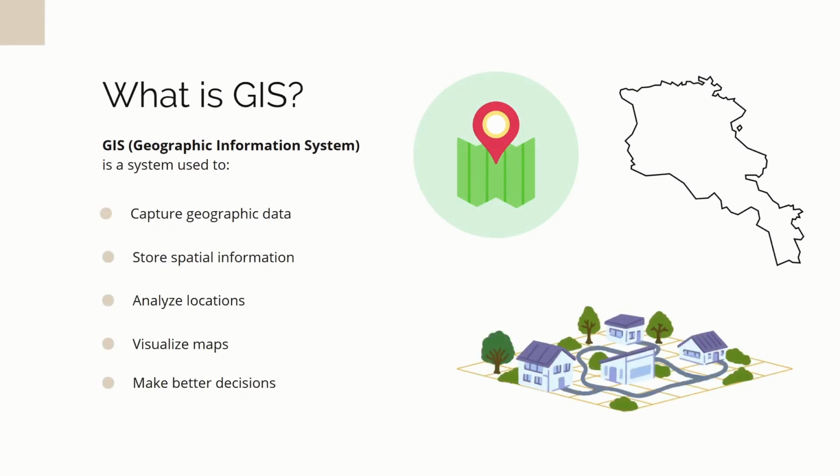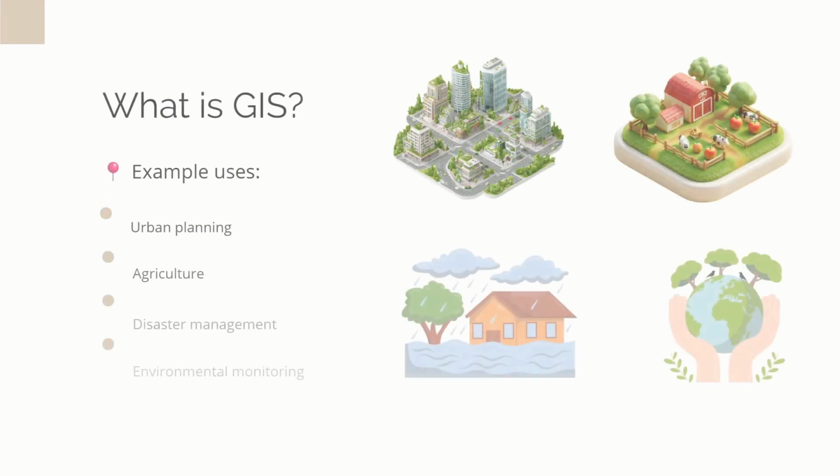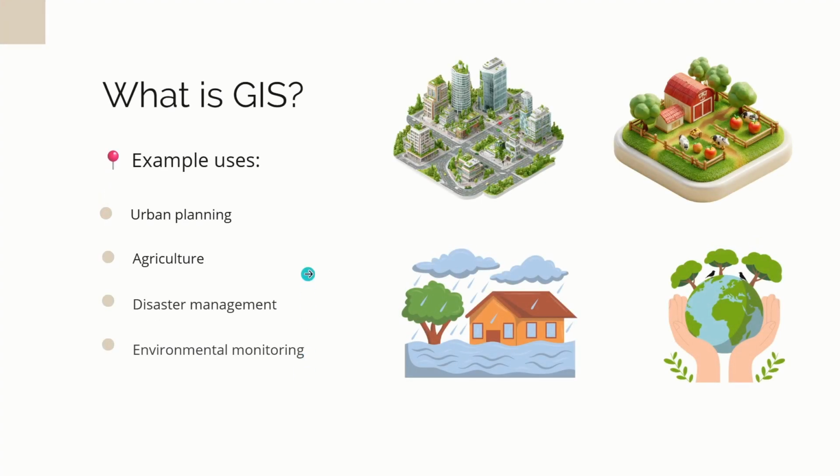First, let's see what is GIS. The elaboration of GIS is Geographic Information System. This is a system used to capture geographic data, store spatial information, analyze locations, visualize maps, and make better decisions. The example uses of GIS are urban planning, agriculture, disaster management, and environmental monitoring.